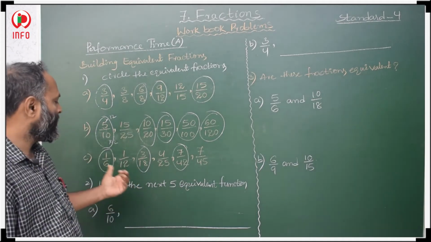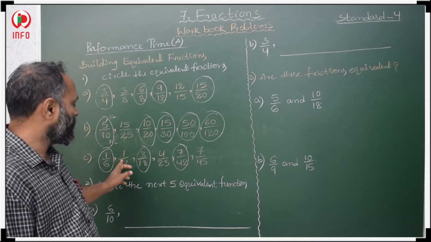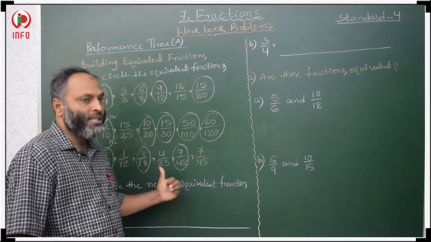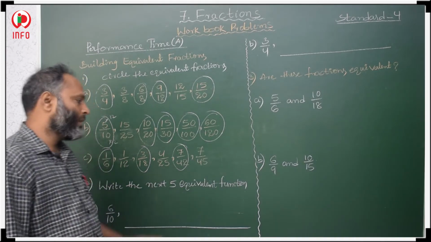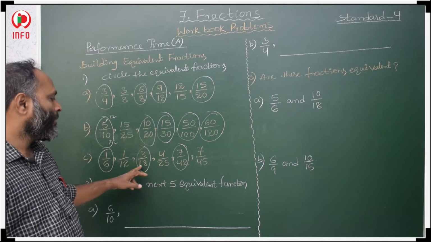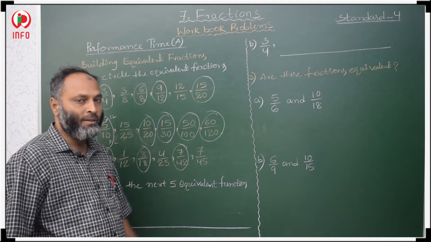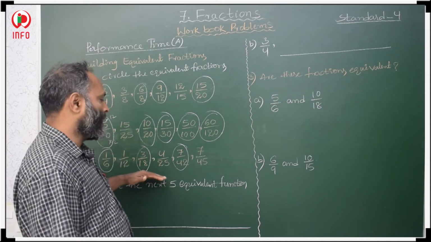Other than these two, no other fraction. So out of these three fractions, no fraction is equivalent to the given fraction 1 by 6. Only two equivalent fractions are given here. One is 3 by 18, the other one is 7 by 42. Only two equivalent fractions we have in the last question.